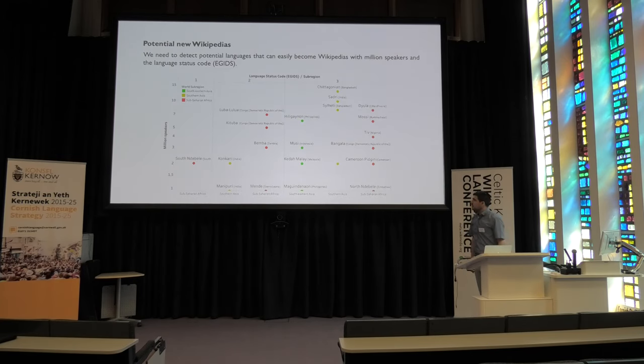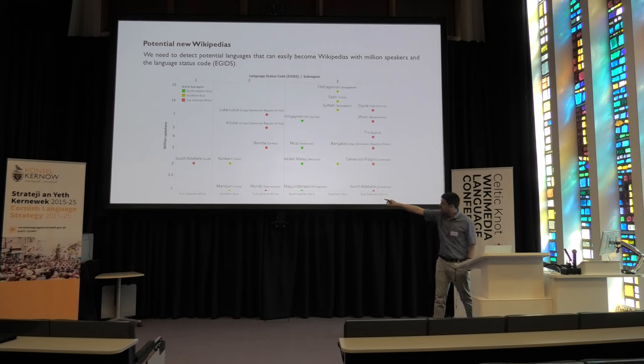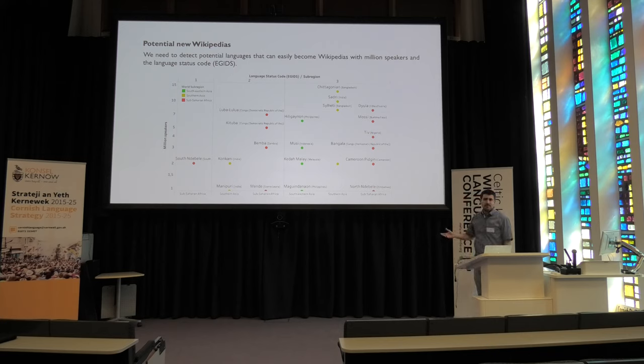And what I saw is that in EGIDS status number one, we have South Ndebele, which is a South African language that might be relatively easier to get a Wikipedia. Then in number three, we have the Bangladesh Chittagonian and Sadri from India, which have around 12 and 15 million speakers, and these might also be potential Wikipedias.